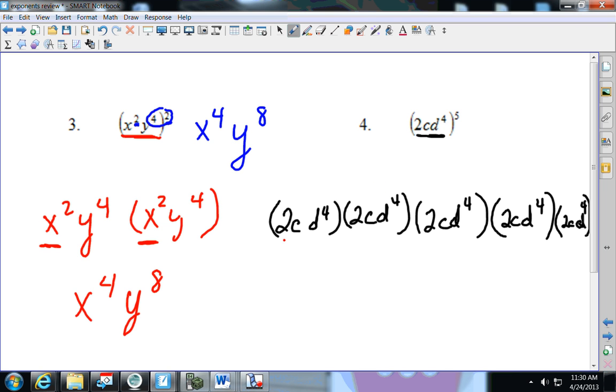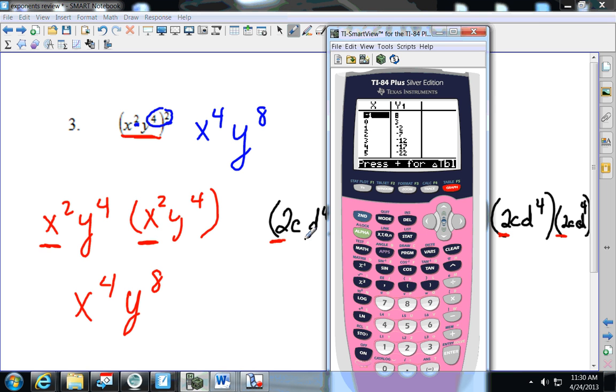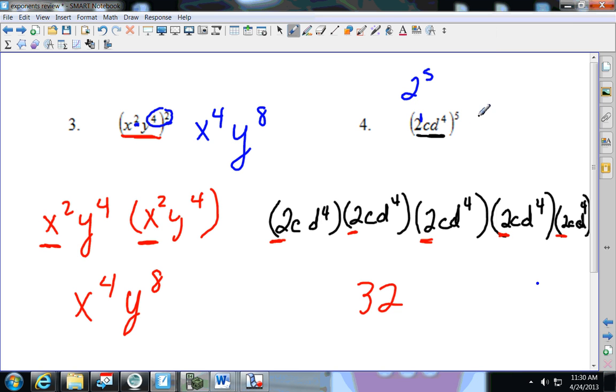Now I'd be going 2 times 2 is 4. 4 times 2 is 8. 8 times 2 is 16. 16 times 2 is 32. Well, by the rules of exponents, this is 2, and there's a 1 right here. So 1 times 5 is 5, so I have 2 to the 5th power. If you go in your calculator, on your home screen, and put in 2 caret 5 and press enter, it'll give you 32. Okay, so I have 32.